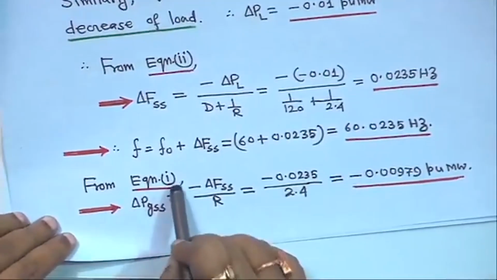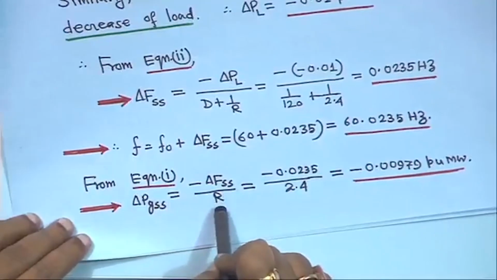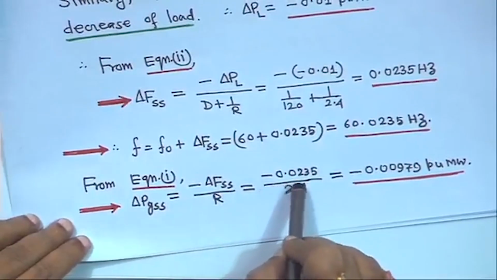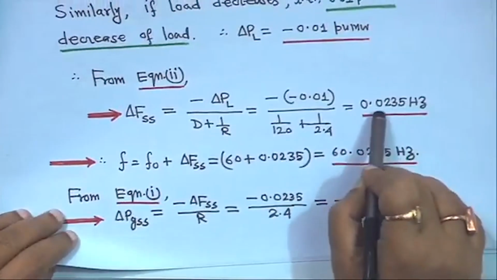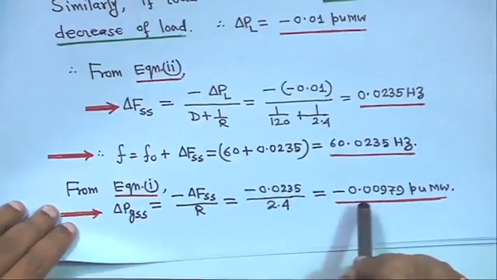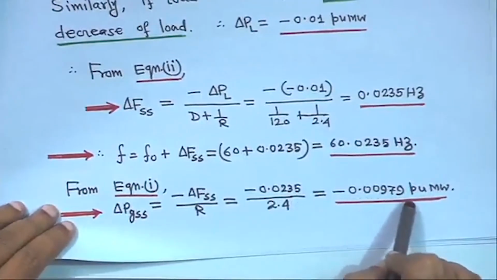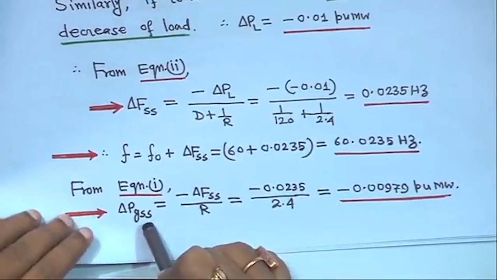And from equation 1 we know delta PGSS will be minus delta FSS upon R. So, it is minus 0.0235 upon 2.4, because delta FSS is coming plus. So, minus 0.0097 per unit megawatt. So, negative sign means that generator will decrease its generation.